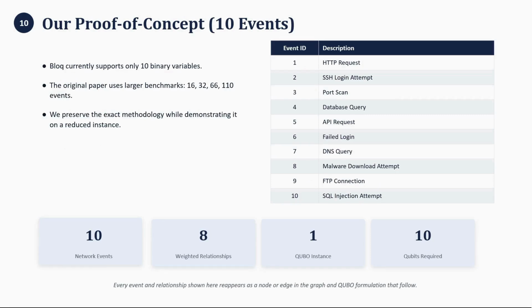Although the original work considers larger datasets, our proof of concept contains 10 events because of the current platform limitations, and the link to the original paper is given in the description. Even though the instance is smaller, every step remains identical to the original methodology. We will still construct the graph, formulate the max cut problem, and derive the QUBO. Once the QUBO has been formulated, we optimize it using QAOA, and this is the actual workflow. These are the 10 events considered here.